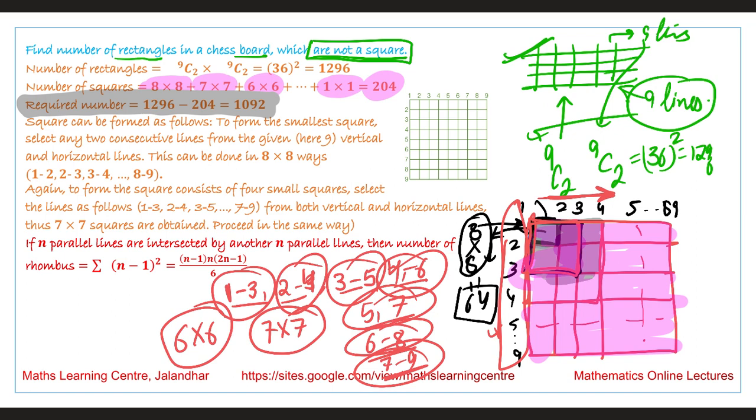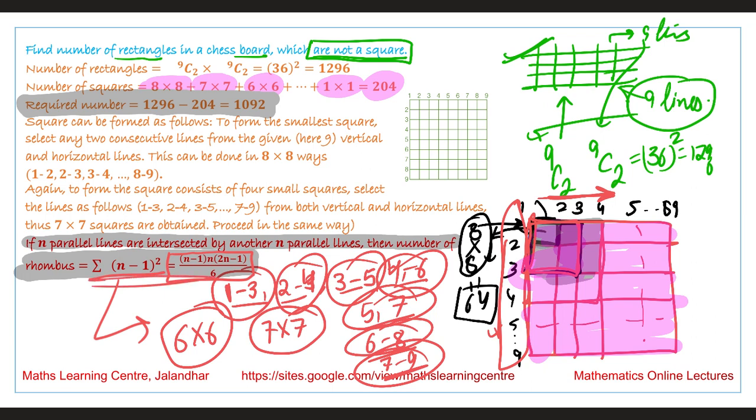The next result is, if n parallel lines are intersected by another n parallel lines, then the number of rhombus is equal to sigma of (n minus 1) squared. This formula we have already understood. Sigma of (n minus 1) squared means the values we have seen here: 7 into 7, plus 6 into 6, plus 5 into 5, and so on. If we solve this, the answer we obtain is n minus 1 into n into 2n minus 1 by 6. So these are the number of rhombus that we will have.